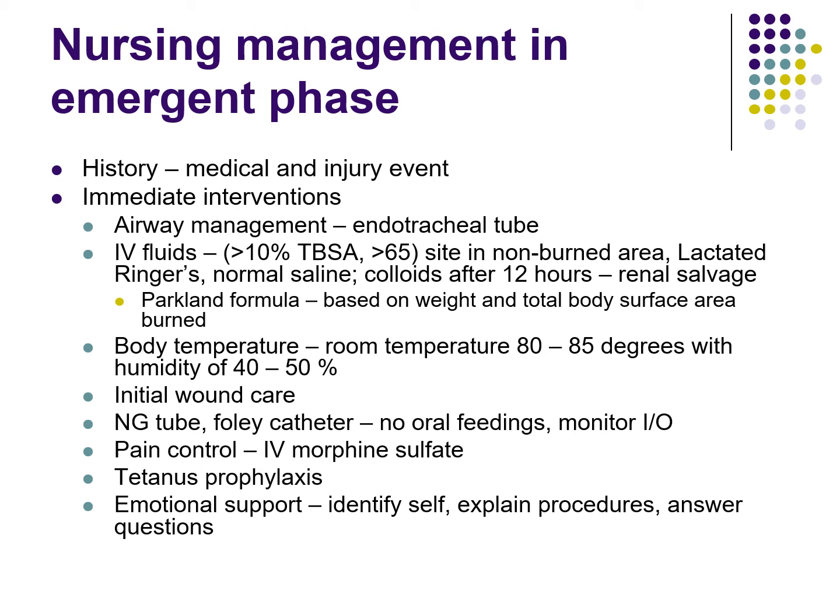Here's the body, here's the room temperature issue, lots of humidity. It is very unpleasant to be working in that environment. And then in the emergent phase, it's all about initial wound care. They might need NG or Foley depending on their situation. Pain control is always morphine sulfate IV. And then they're given a tetanus shot if they haven't had any recently for prevention.